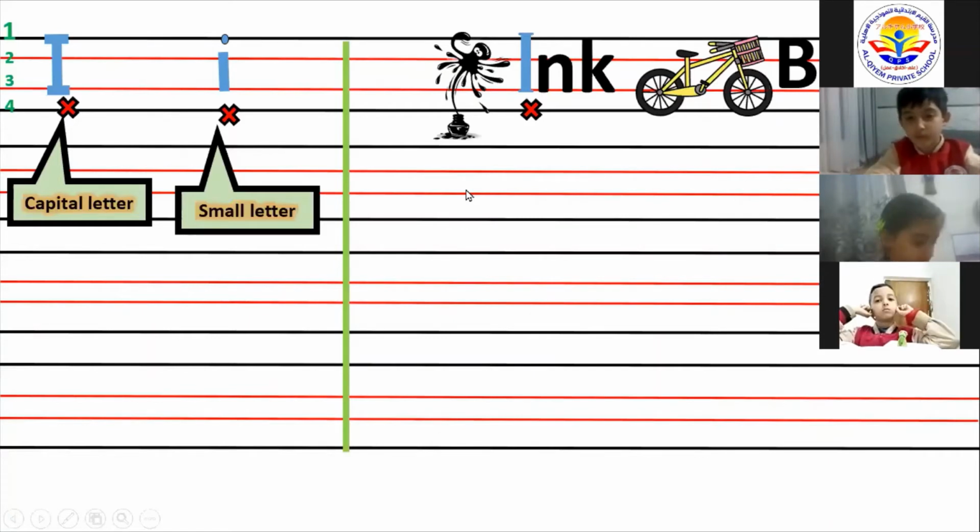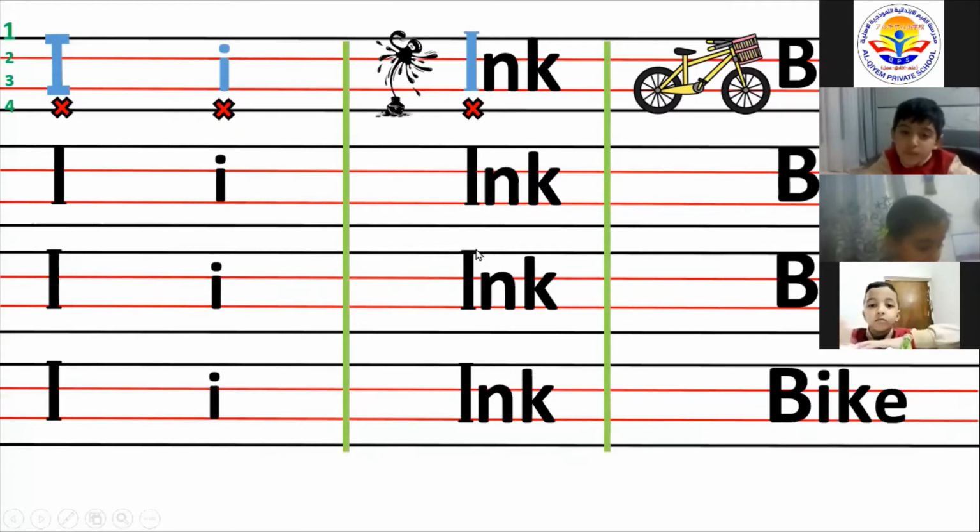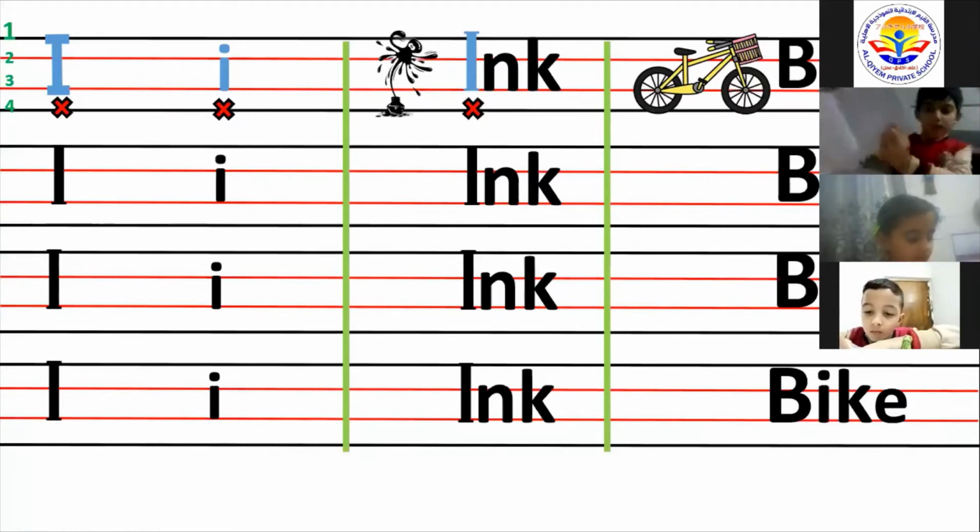Now I want you to open your copybooks and start to write. Write the letter with the examples just 3 times. Repeat the letter 3 times and the example 3 times. Hurry up. I want you to write as fast as you can.